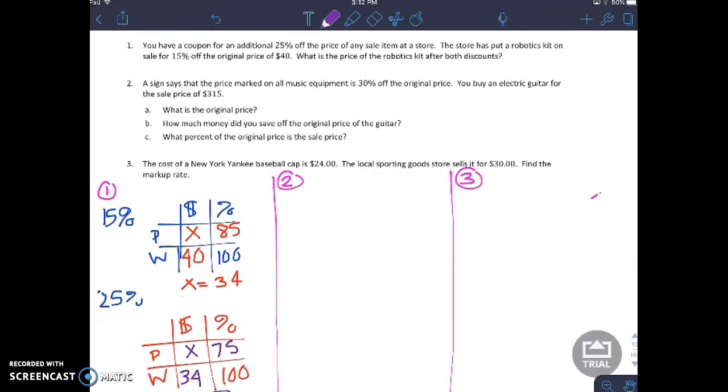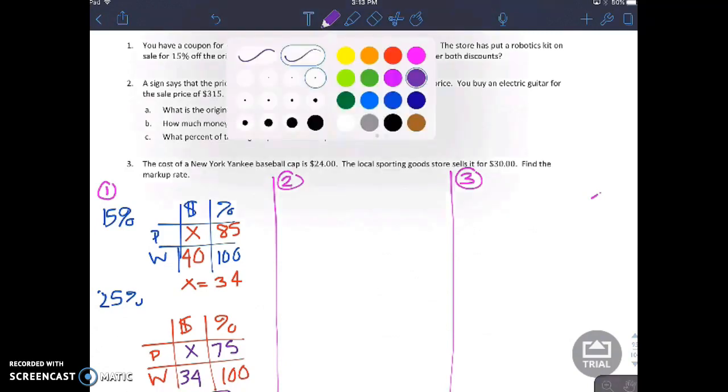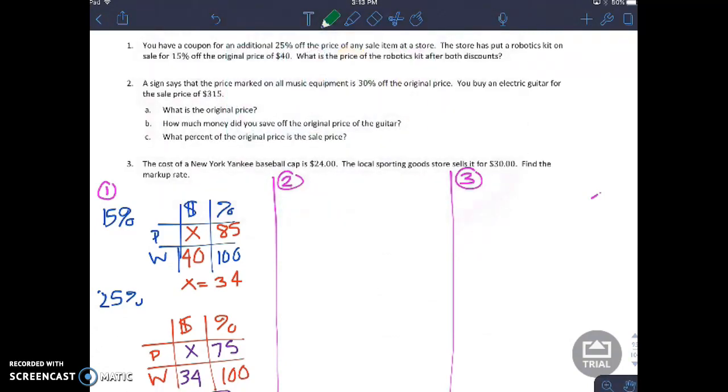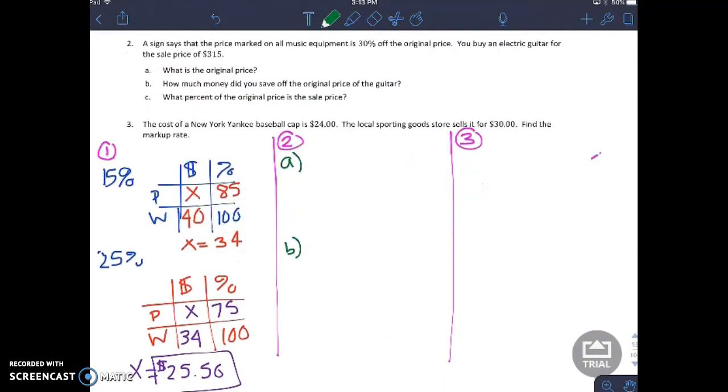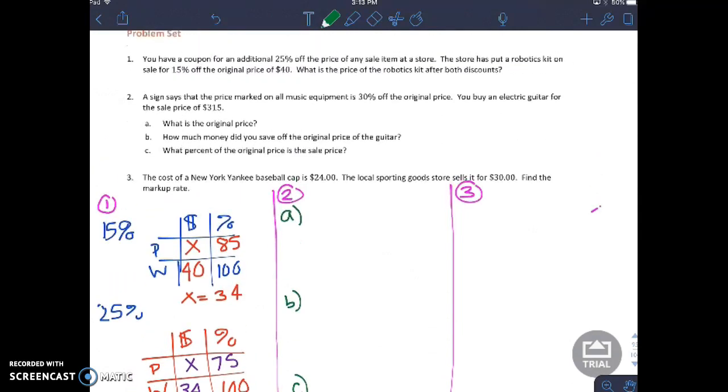All right, number 2, see if you could do that one. Pause it and come back. All right, hopefully you have paused and come back. There's going to be an A, B, and C here, so I'm going to label my work A, B, and C. If I can't fit it in, I will shrink my work to make it fit.